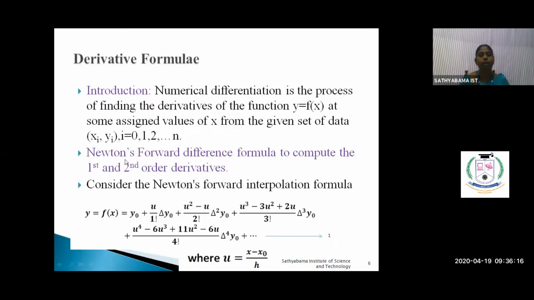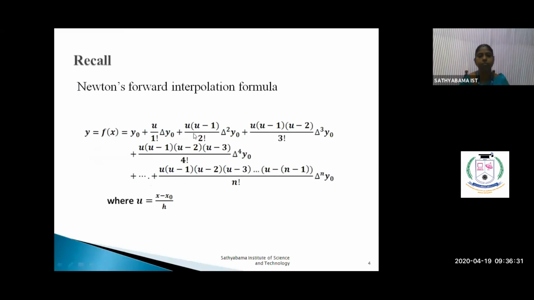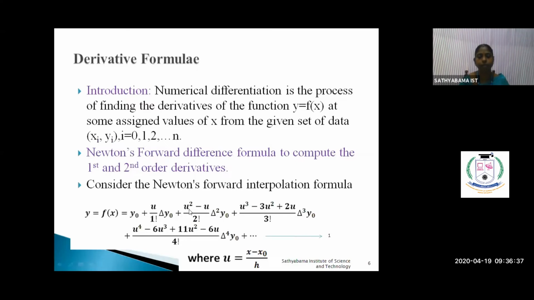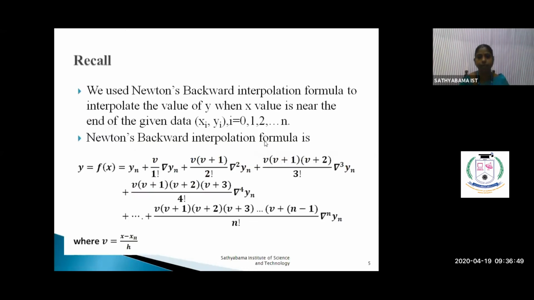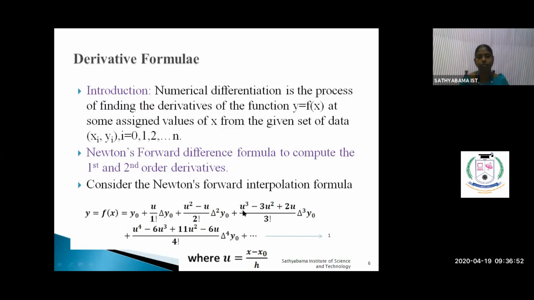Now, you know Newton's forward difference formula for interpolation. What is that? y equal to f of x equals y naught plus u by 1 factorial delta y naught, and we have seen u into u minus 1 by 2 factorial. It is multiplied now, so it becomes u square minus u by 2 factorial. Like this, you see u minus 1, u minus 2. This can be multiplied and you will get this type of result: u cube minus 3u square plus 2u by 3 factorial delta cube y naught.